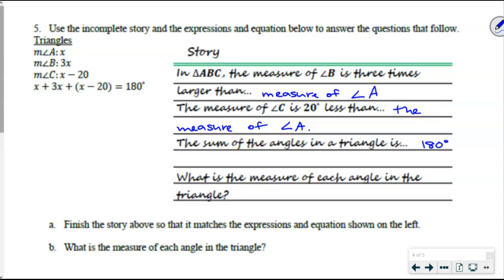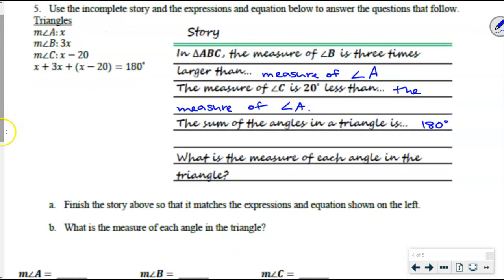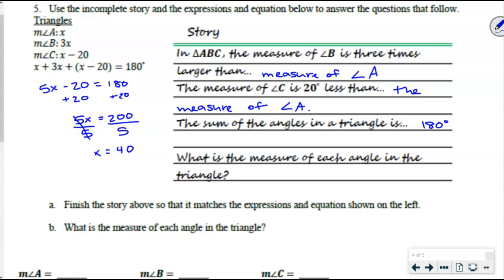What is the measure of each angle in the triangle? Time to solve the equation, which is already written for you. You just had to complete the story. But now x plus 3x plus x minus 20 equals 180. That means I have 3x, 4x, 5x minus 20 equals 180. We solve by adding 20 to each side. So I have 5x is equal to 200. We divide each side by 5, and we get x is equal to 40.